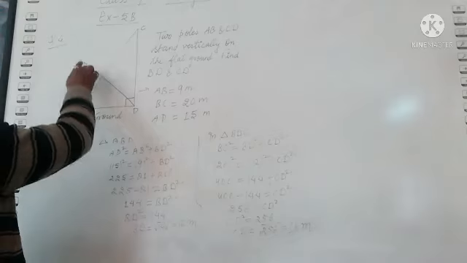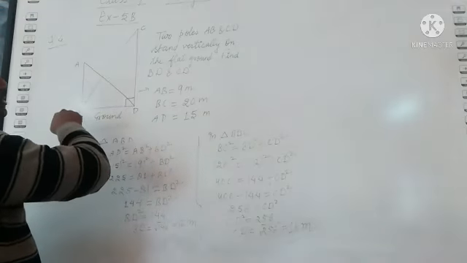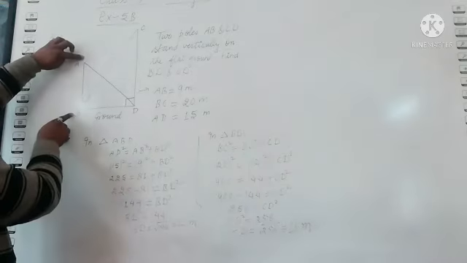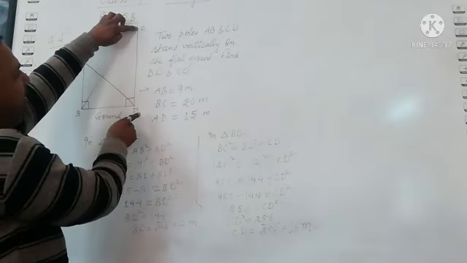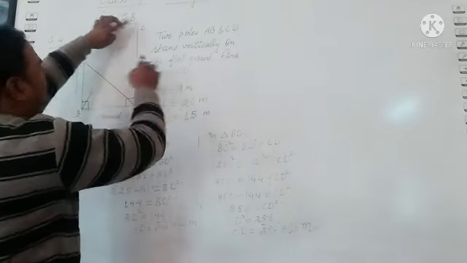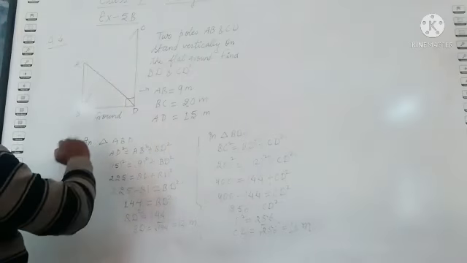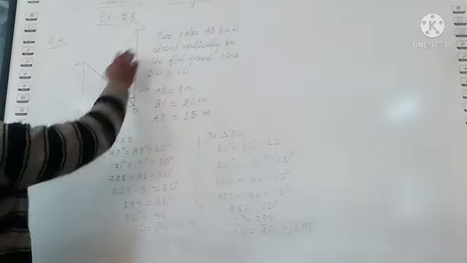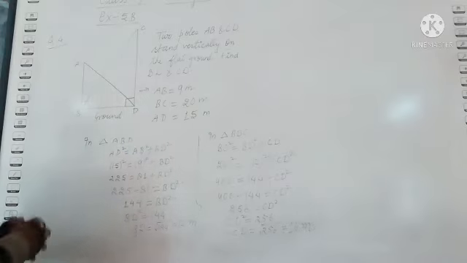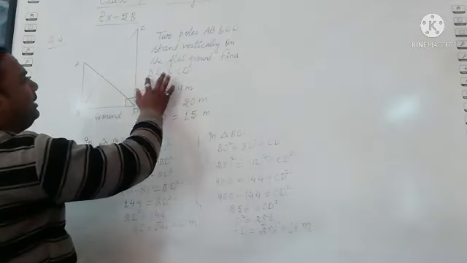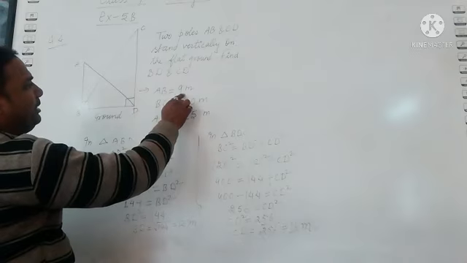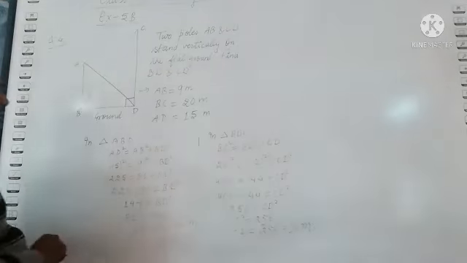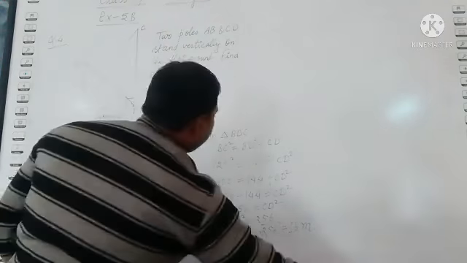Question number 4 says, this is the figure, it is made in the question also. It is written two poles AB and CD. See, this is AB, one pole, and this is CD, another pole. They are standing vertically on the flat ground. This BD is ground and AB and CD stand vertically. So we have to find out BD and CD if AB is 9 meter, BC is 20 meter and AD is 15 meter. Okay, so let's see in the figure also.